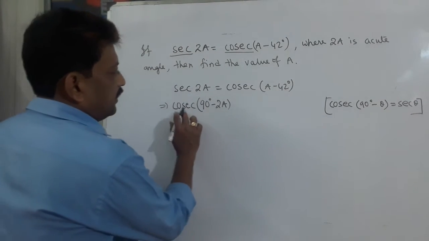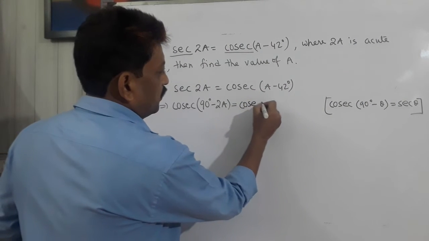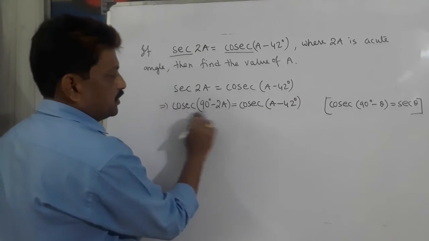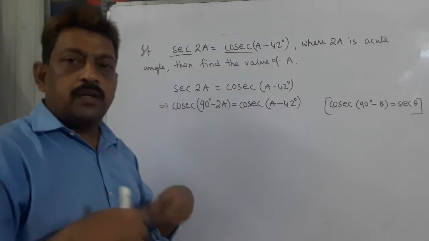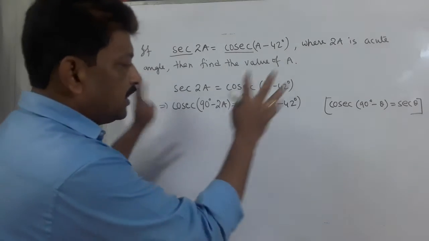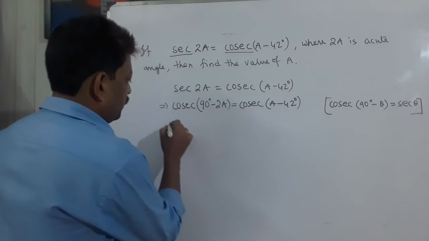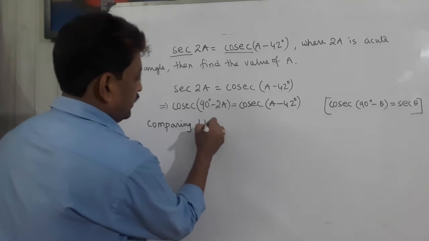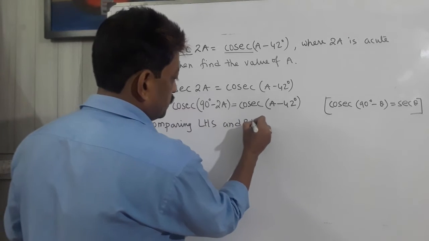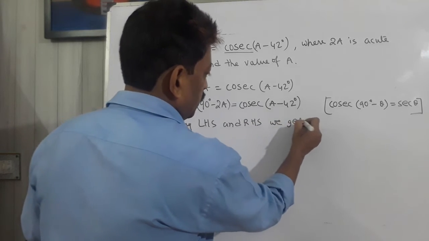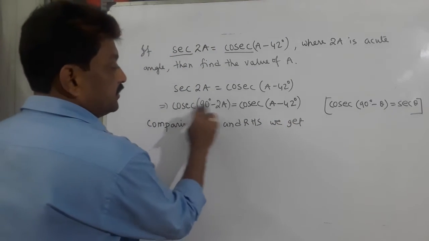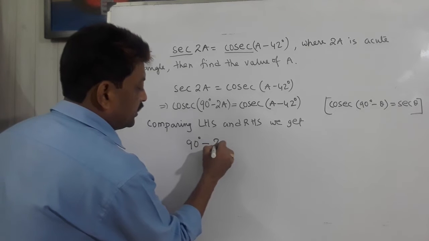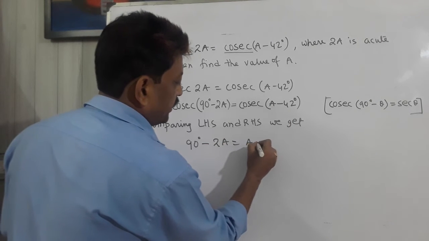Always remember that the trigonometric ratio part of the left hand side and right hand side will be the same. Here it is cosec, here is also cosec. Make them same. Then by comparing the LHS and RHS, eliminate the trigonometric ratio. This cosec and cosec will be eliminated, so the angle part will remain, that is 90 degrees minus 2a is equal to a minus 42 degrees.